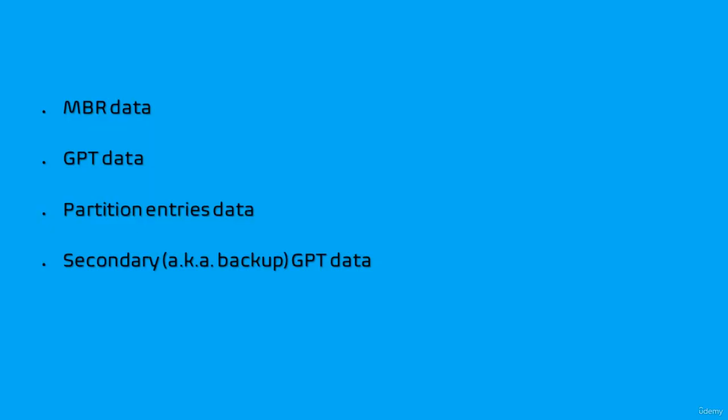Now, the data is stored in the GPT header. It includes drive information in the form of a GUID partition table. The GUID consists of details on drives, partitions, storage devices, boot information, and other essential data related to the booting and functionality of any particular machine. The GUID partition table stored in LBA1 of the HDD includes all this kind of great information. It's the MBR data, the GPT data, partition entries data, and a secondary, also known as backup, GPT data.